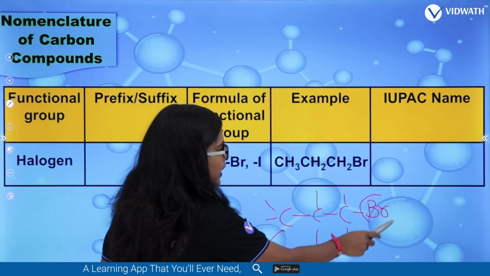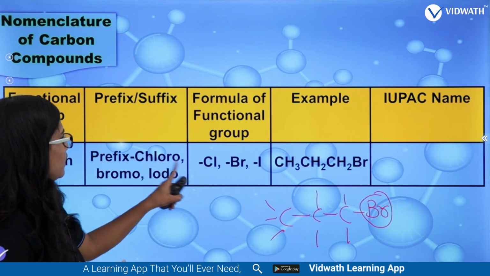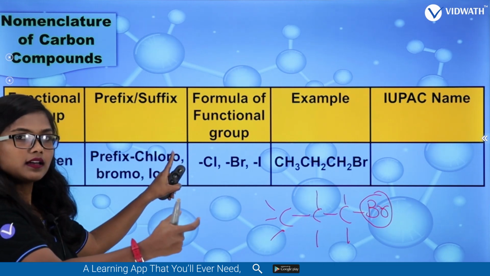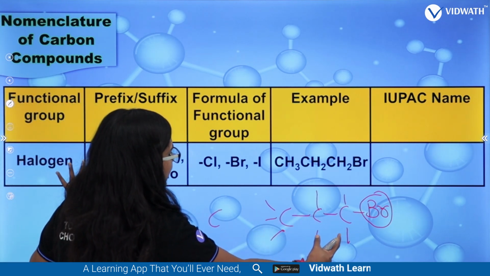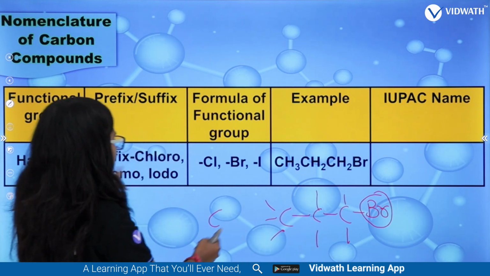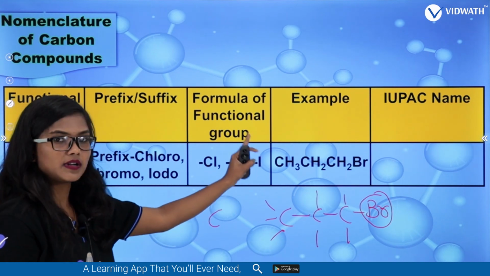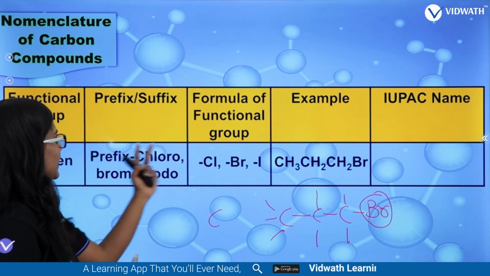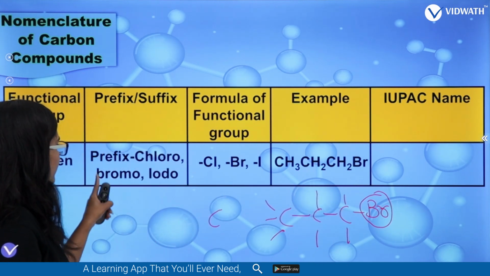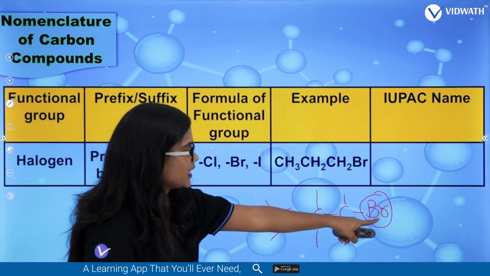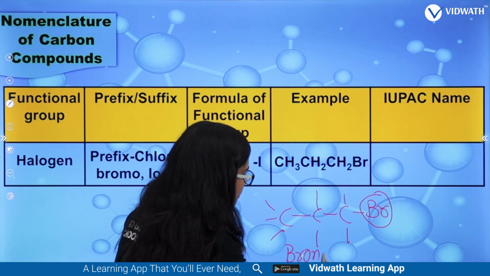This one we use as a prefix. If it is chlorine, then we call it chloro. Because it is a prefix, right? Prefix means that before naming the carbon chain, we use this first. If a halogen functional group is present, we use that atom as a prefix: chloro, bromo, iodo. So we have a bromine here, and we call it bromo. As we have bromine here, we use the prefix bromo.